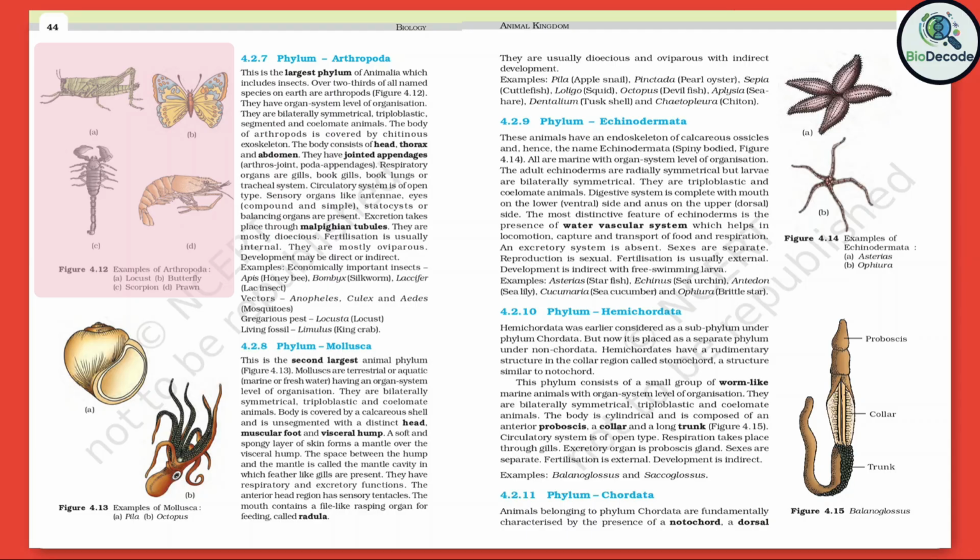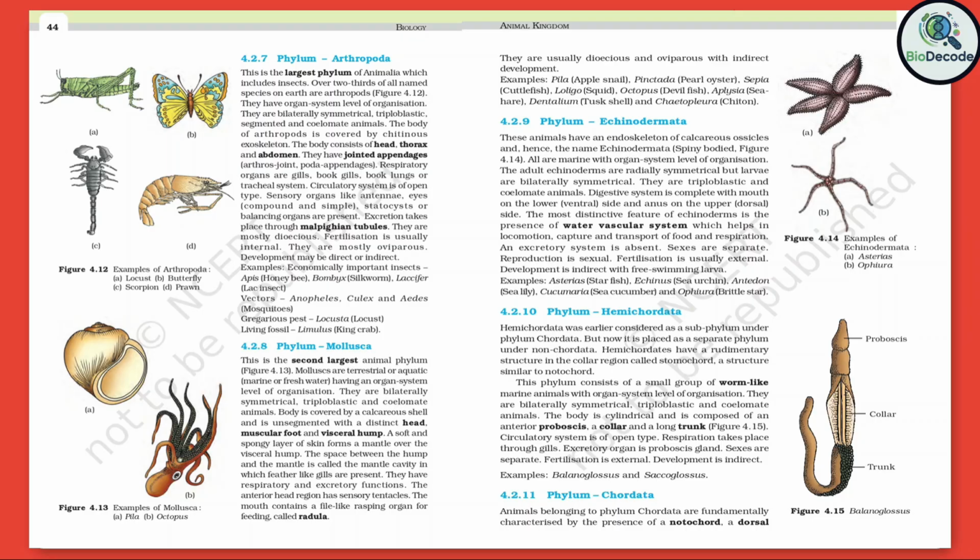Scorpion, an arachnid with a segmented tail ending in a venomous sting, adapted for predation and defense. Prawn, a crustacean with gills for respiration and appendages specialized for swimming and feeding. Collectively, the figure represents the extraordinary adaptive radiation of arthropods in air, land, and water, making them the most successful group in the animal kingdom.